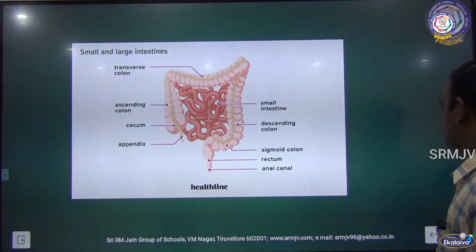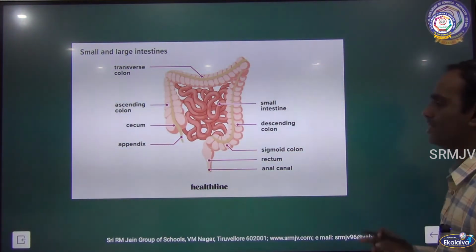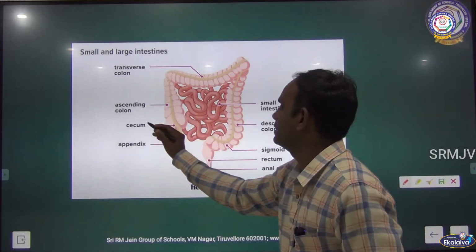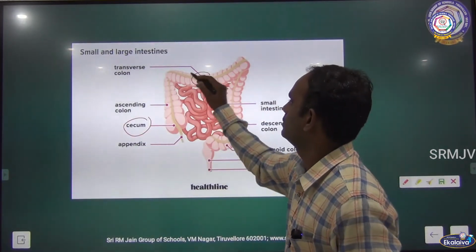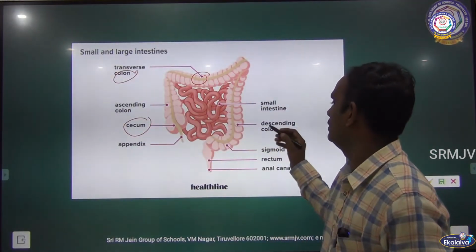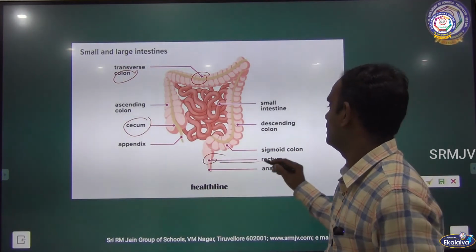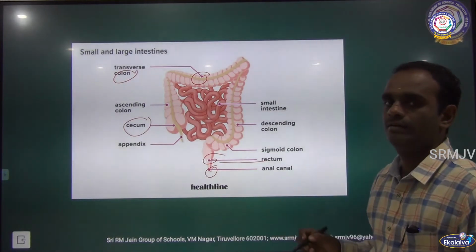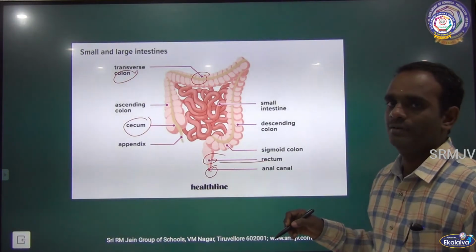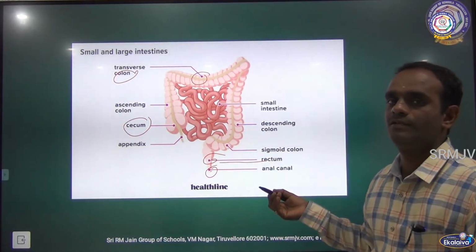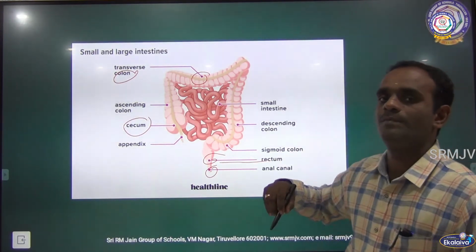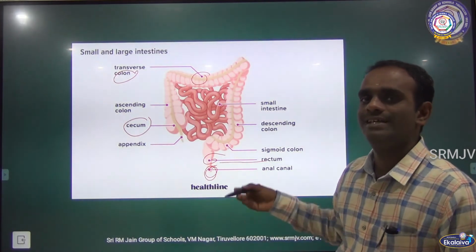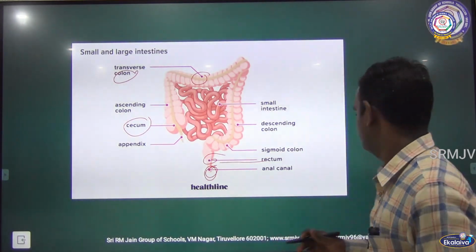See the picture. This is an enlarged portion of large intestine. This is called cecum, this part is called colon, and this is called rectum, and finally it opens into the anus, the anal canal, the anal aperture. The undigested or unassimilated food is thrown out from the body through the anal aperture. This is known as egestion. Clear, children?